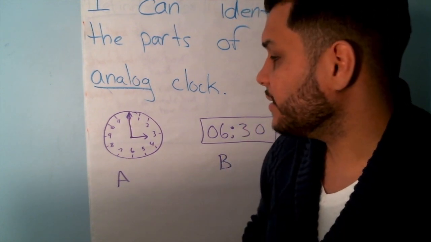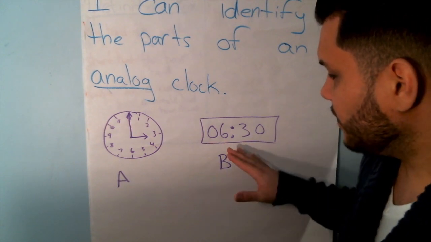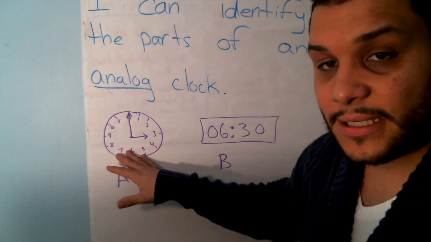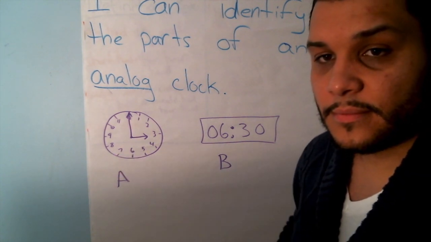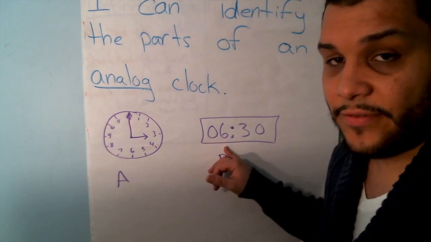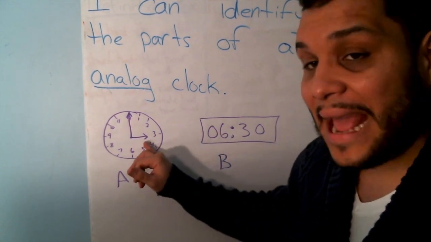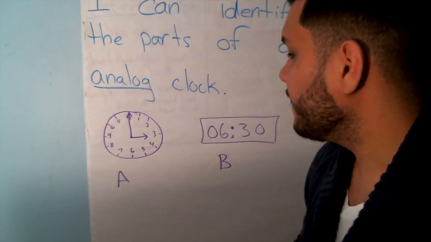Awesome job. Now let's look at our digital clock very quickly. What differences do you see between our digital clock and our analog clock? If you said that a digital clock does not have hands, you did a great job. Or if you said that an analog clock has hands, awesome job.